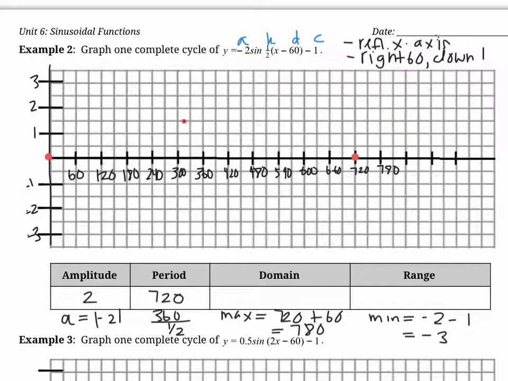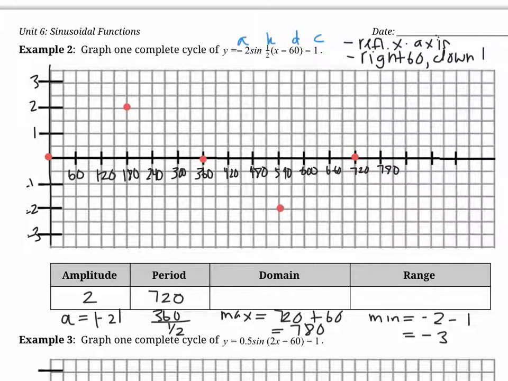Sine is going to come up and cross in the middle, come back up, go down and then come back up. So in the middle of 0 and 720 is going to be 360. So let's put a big dot at 360. And now our maximum value is going to happen at the quarter mark, between 0 and 360, and in between that is 180. So at 180, it's going to hit a maximum of 2 because our amplitude is 2. And in between 360 and 720 is 540, and that's where it's going to hit its minimum value, which is -2. So we're going to plot at -2.